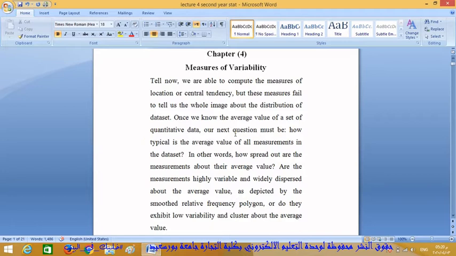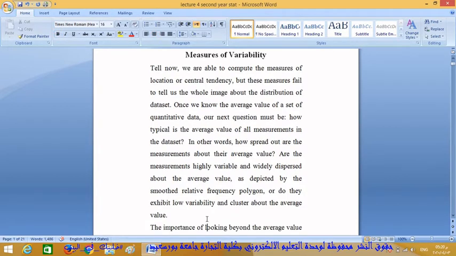So these measures deal with the variation around the average value, the dispersion around the average value. Are the measurements highly variable and widely dispersed about the average value, as depicted by the smooth relative frequency polygon, or do they exhibit low variability and cluster about the average value?